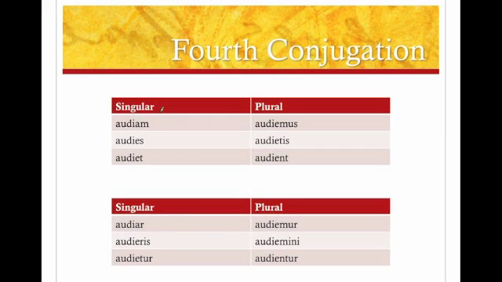And fourth conjugation, same thing. Audiam, audies, audiet, audiemus, audietis, audient. So in our first singular, we've got the a, but the e throughout, with our regular personal endings. And in the passive, audiar, audieris, audietur, audiemur, audiemini, audientur. A in the first singular, e everywhere else. And then our regular personal endings.